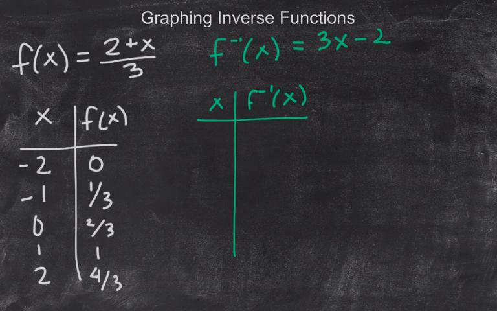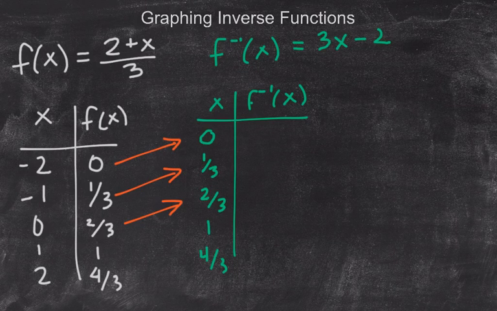I could just fill out the table, but what I'm going to do is choose my inputs carefully. So I'm going to choose the same inputs that I got out as outputs in my f function. So I'm just taking all of these, and I'm inputting them into my inverse function, or what I believe is my inverse function so far.